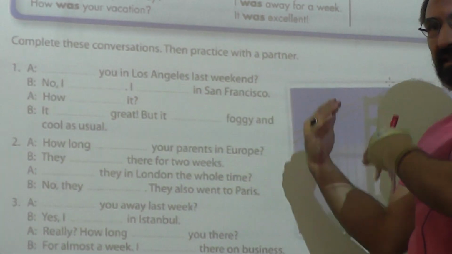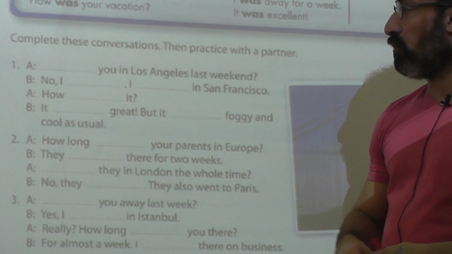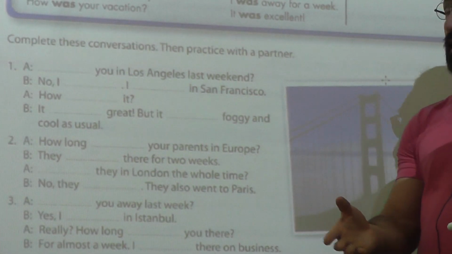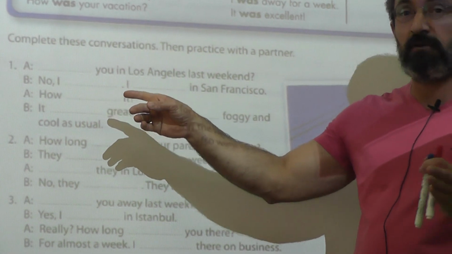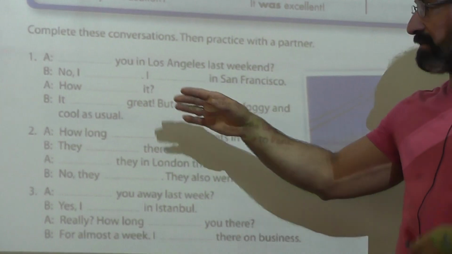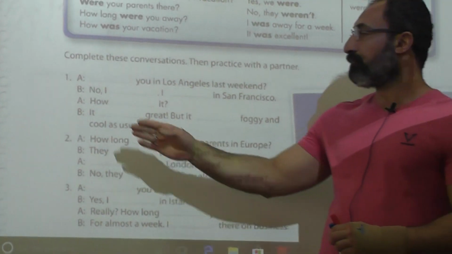But we need to complete our answer. I space in San Francisco. So, I were or I was? Can you tell me? I. It's a singular pronoun. Okay? So, I was in San Francisco.